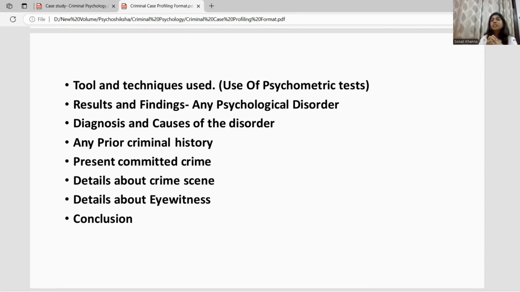If we get to know that somebody has committed a crime because of a psychological disorder, then some other ifs and buts come up. So a lot of things depend upon your report. Your report plays a very important and crucial role in the criminal setup.